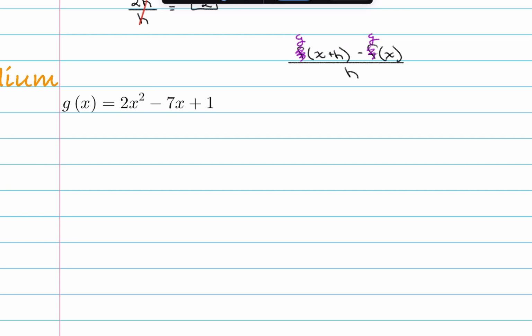So if we go with our step 1, is finding, and I will keep it as g just for this, we're going to find g of x plus h. Everywhere we see an x, we're going to put x plus h. There's an x squared in our g function here, and there's an x right here. So we're going to put x plus h in both of those. So I end up with 2 times x plus h quantity squared minus 7 times x plus h plus 1.